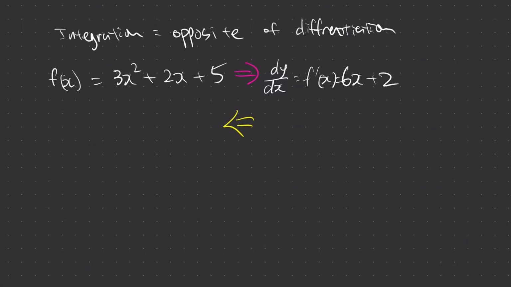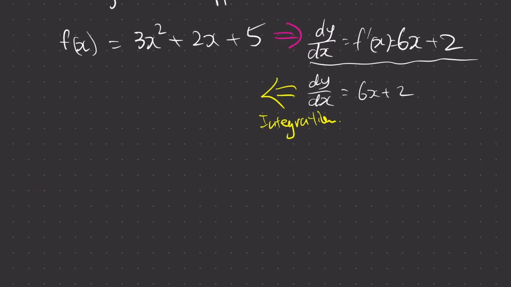So, we are given this, so we have dy over dx equals 6x plus 2. Now, we want to figure out what this is, okay? So, how do you do it? We have to do something called integration. So, this process is called integration, okay? In this video, we're focusing on polynomial integration, as I said.